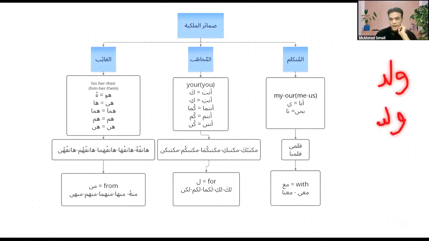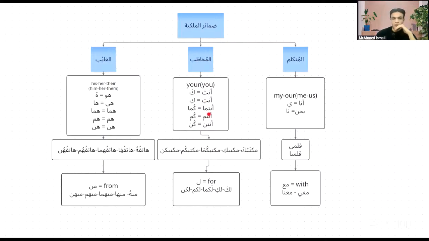And awlad, this is a group of boys, like three or more. And this is the point. The same thing for the pronouns. Anta, one. Antuma, two. Antum, three or more. I hope you get it. So the same thing. Anti, one female. Antuma, two females. And antunna, three or more.